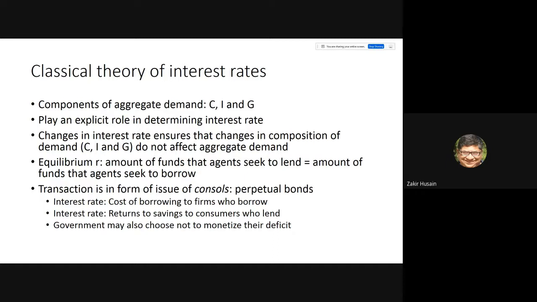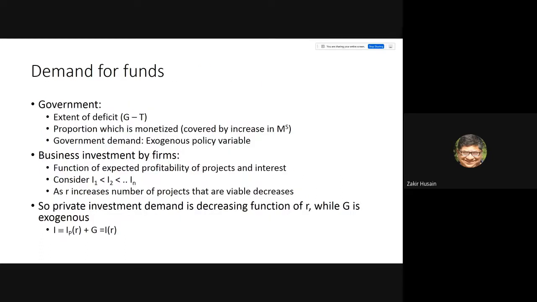So if they say that, okay, if this is my deficit, I'm going to monetize 50% of the deficit, the remaining 50% has to be financed by the issue of consoles. So the rate of interest will be the cost of borrowing to the government also, to the firm, to the government who issues the consoles. Okay, so the demand for funds, let's see, now let's go to the next.